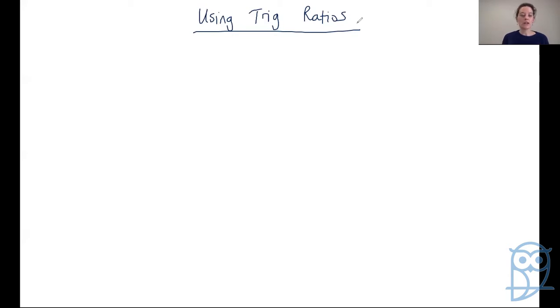So this lesson is going to recap a little bit on our right angle triangle and our sine, cos, and tan, and then we're going to look at some past paper questions that actually use those skills within questions.